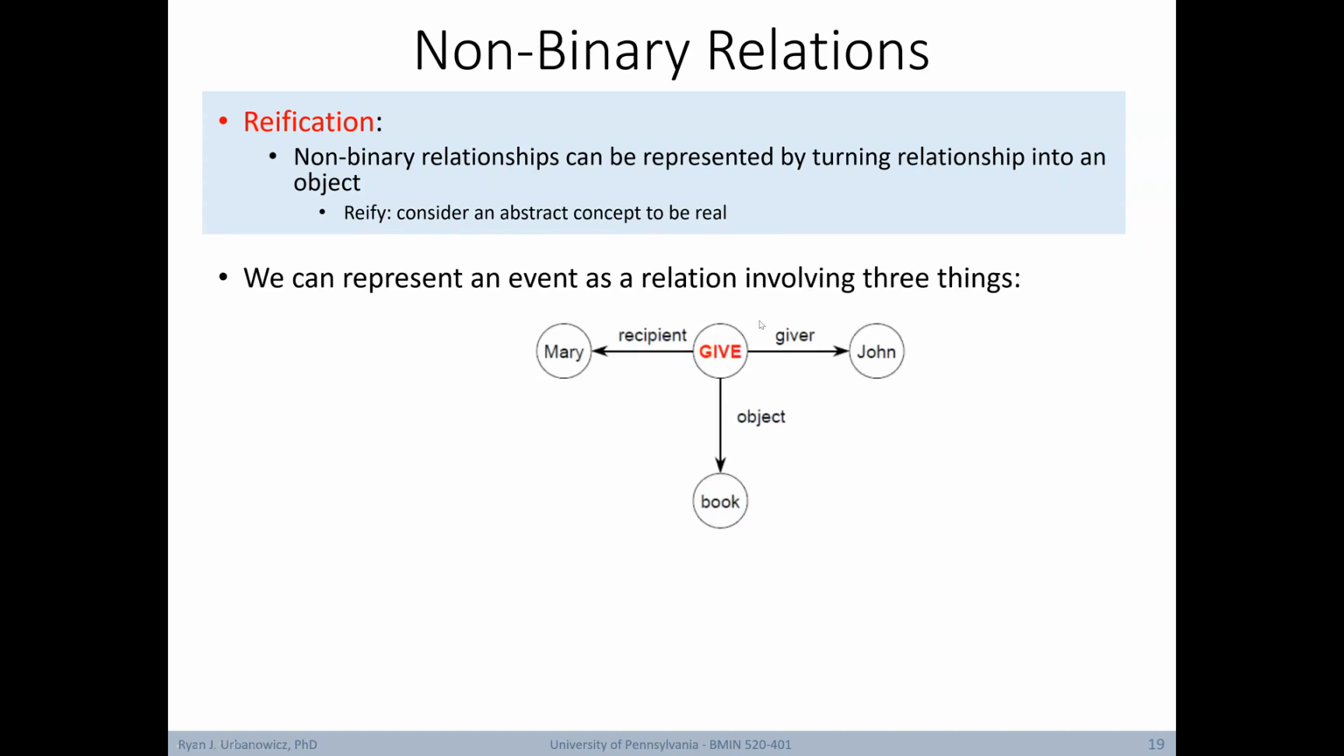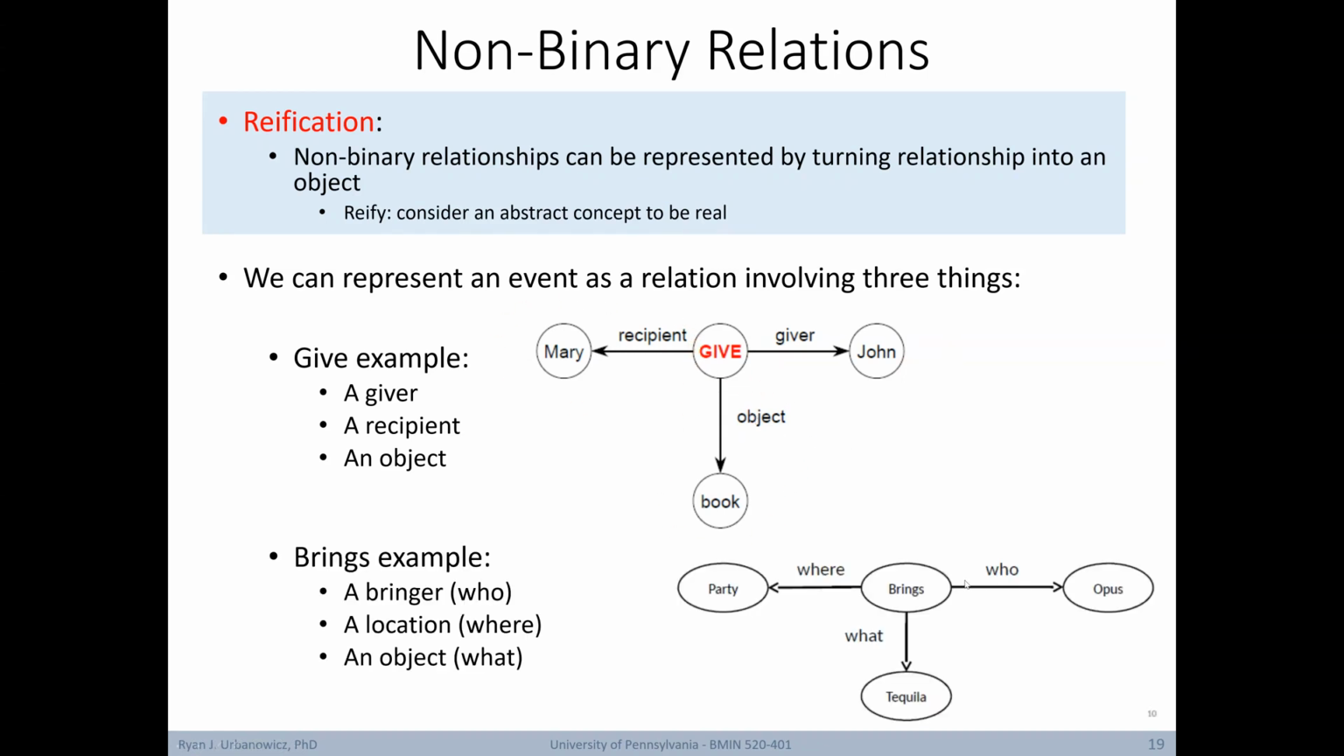Here's an example where we have the relationship give. However, this relationship involves three things, or three objects. You have the giver, John, a recipient, Mary, and the object being given, in this case, a book. Here's another example with the relationship brings. In this example, we have the bringer, or who. We have the location to which it was brought, the where, and the object brought, or what.